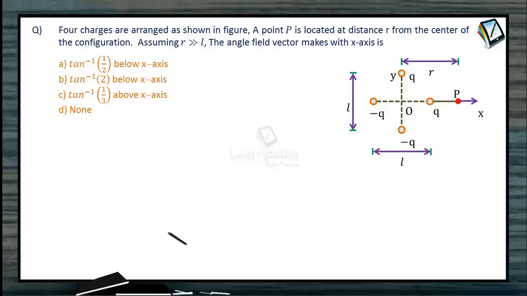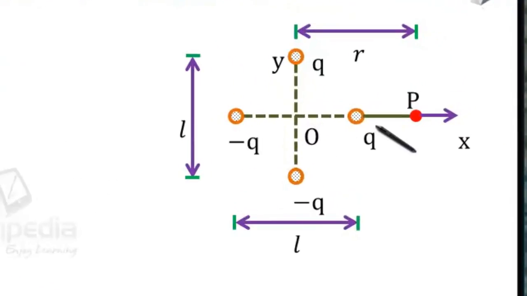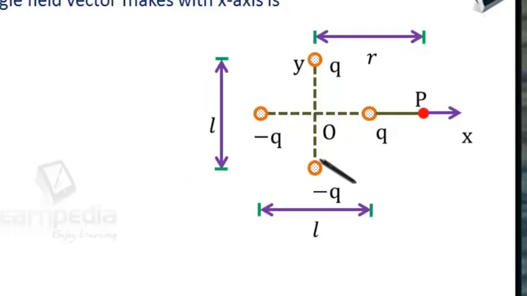Four charges are arranged as shown in figure. A point P is located at a distance r from the center of the configuration. Basically, there are four charges. This is minus q, this is plus q, and this is again minus q, and here it is plus q. So it can be considered as if there are two electric dipoles placed perpendicular to each other.